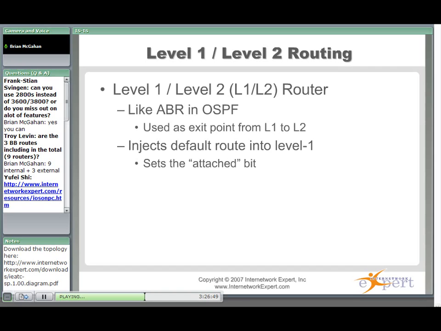So the L1, L2 router is going to be injecting a default into level 1. Technically, it is not originating the prefix 0.0.0.0/0. What it's going to do, and we'll see this when we get to the command line, is set the attached bit on its LSAs in the link state database, letting the devices in the level 1 domain know that it has an attachment out to the level 2 domain.